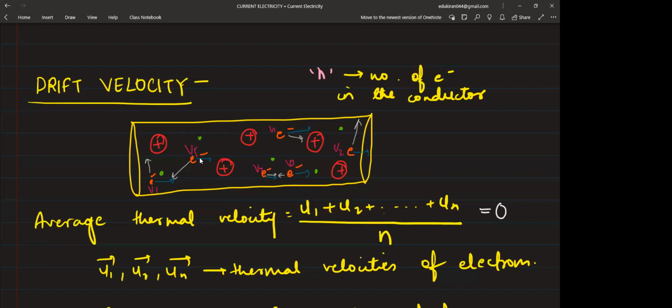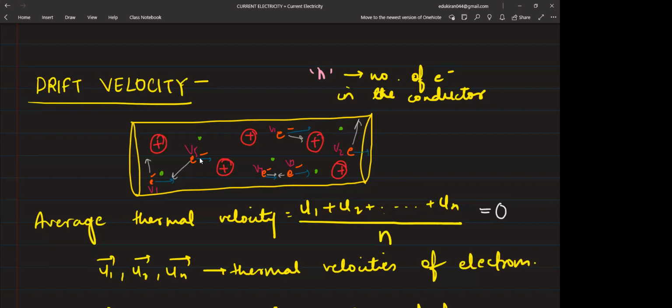We have no value for one particular velocity. Which velocity will I tell as the answer? What is my answer? I can give nothing because all these are moving with different velocities. So suppose you take this example.